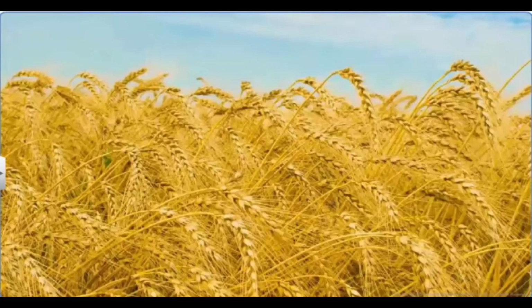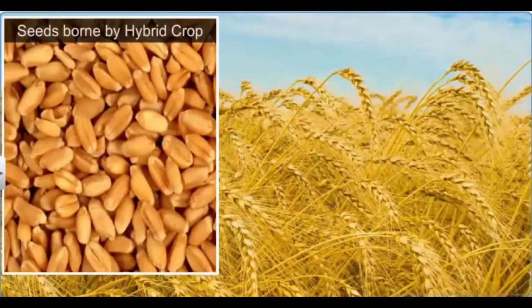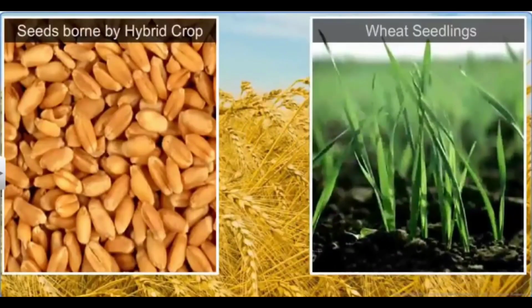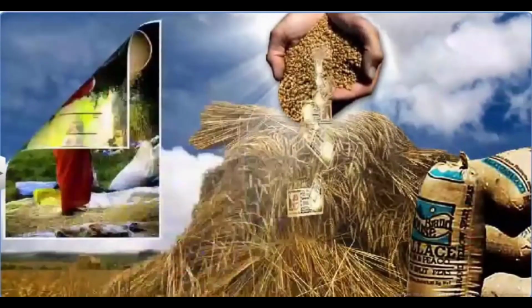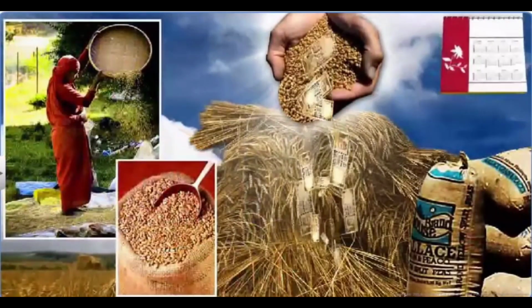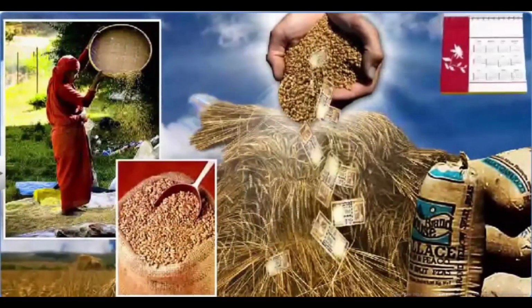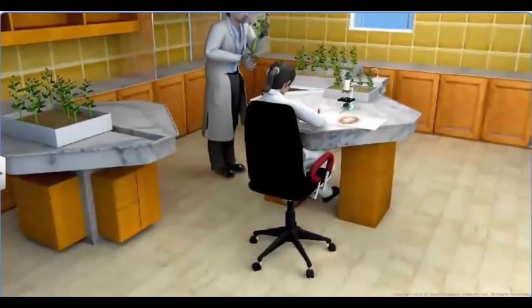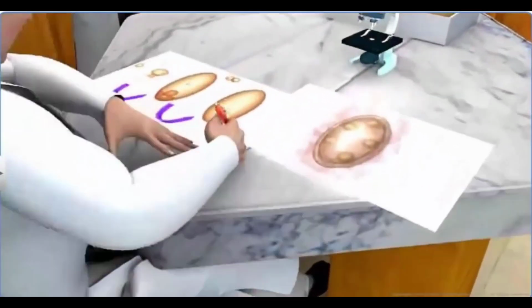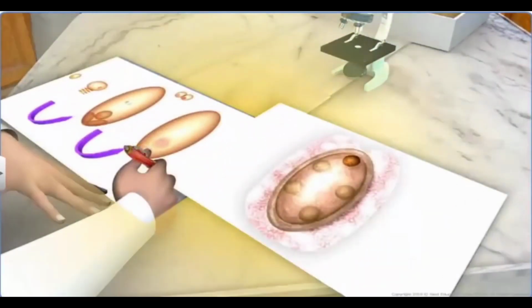However, when seeds born by hybrid crops are sown, the seedlings do not exhibit the hybrid characters due to the segregation of characters. This forces farmers to purchase new hybrid seeds year after year, which is an expensive affair. To address this problem, botanists are trying to understand the genetics of apomixis and transfer apomictic genes into hybrid plants.